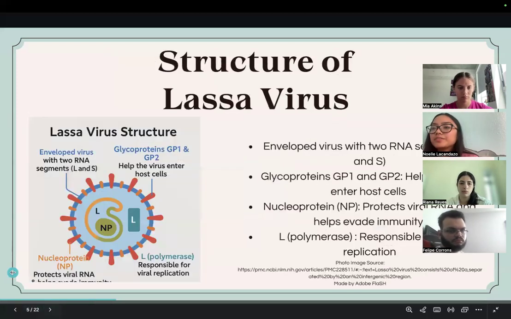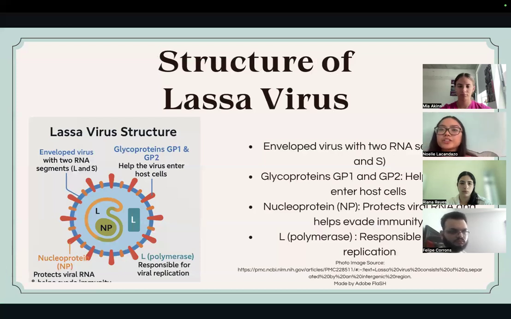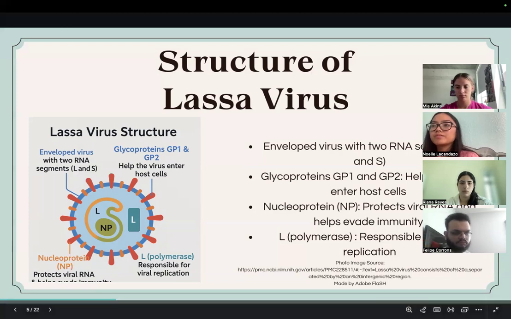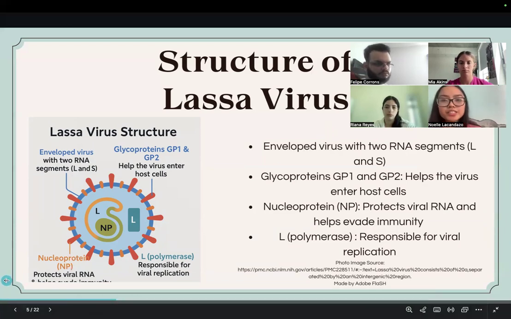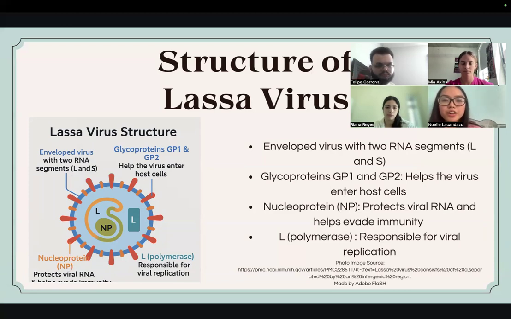In the next slide, we talk about the structure of Lassa virus. The Lassa virus has two genetic segments, L and S. This is an enveloped RNA virus. The virus can enter host cells thanks to the glycoproteins GP1 and GP2. As you can see in the image also over there, you see the enveloped virus with two RNA segments, L and S, and the glycoproteins GP1 and GP2, which help the virus enter the host cells.